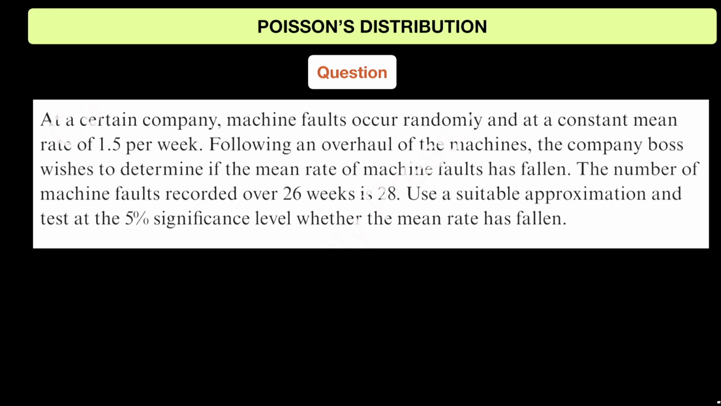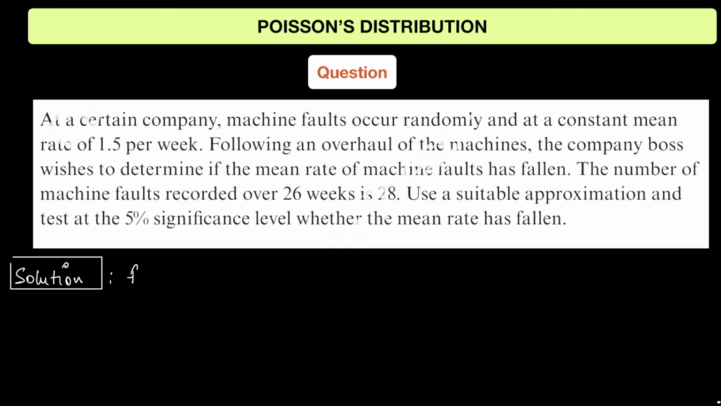The number of machine faults recorded over 26 weeks is 28. Use a suitable approximation and test at 5% significance level whether the mean rate has fallen or not. So let's start with the solution of this. Hypothesis testing is a very important tool which is used in case of Poisson distribution questions.